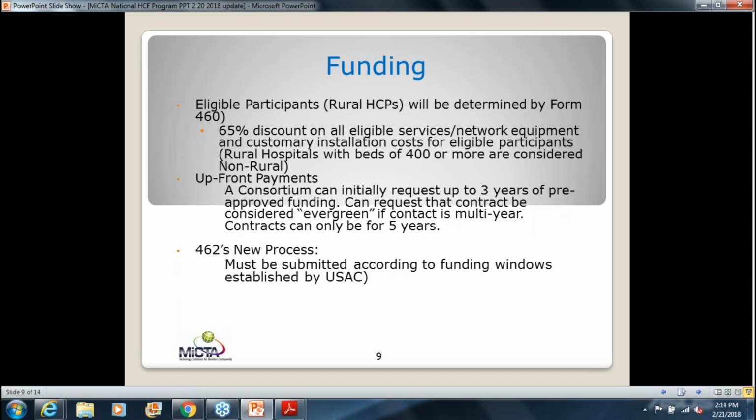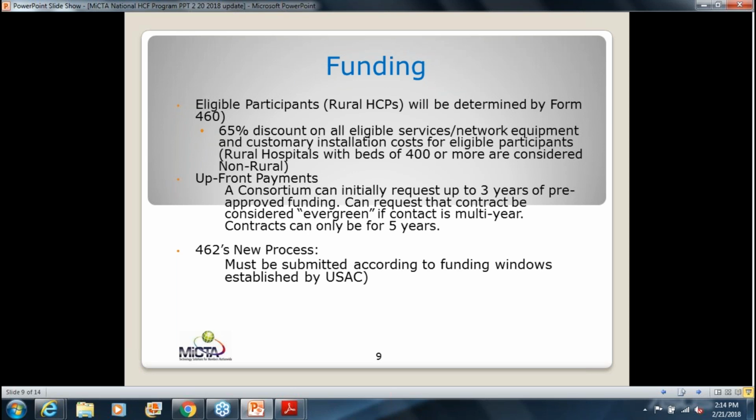So the eligible participants will be determined by Form 460, and for each participant in the consortium, a Form 60 has to be filed. And as we stated earlier, just reinforcing the 65% discount on all eligible services, network equipment, and customary installation costs for eligible participants. And they limit this 65% to rural hospitals, with beds less than 400 or more are considered rural.